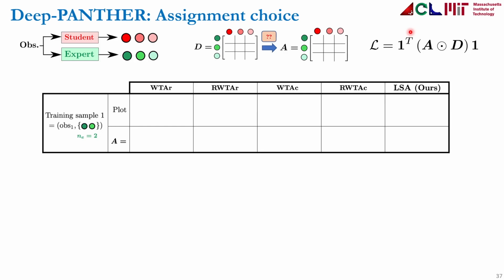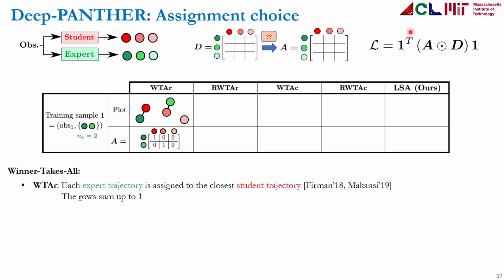So a very popular approach to this is called the winner-takes-all approach, which has two conventions, the row convention and the column convention. In the row convention, what we do is we assign each expert trajectory to the closest student trajectory. In other words, we take each one of these green trajectories and we assign them to the closest red trajectory. And it leads to an assignment matrix A whose rows will sum up to 1. You can relax this approach, and instead of forcing A to be a binary matrix, you can include this epsilon to add soft weights between all the trajectories of the student and all the trajectories of the expert.